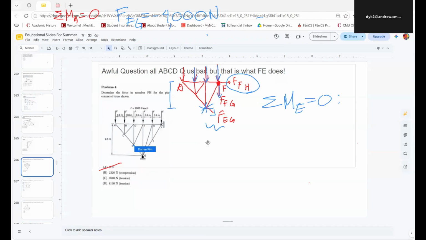Oh, wait. Is there a way for me to easily get this distance from E? No, I don't think so. I need to get that distance, but I think you can't do it easily. So maybe I shouldn't do it this way. Okay, I know this way works, but we can also do a summation. And I think summation might be easier than this.